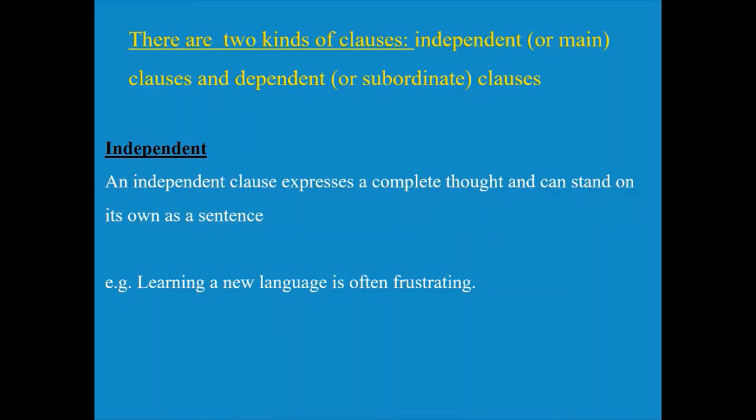For example, here you can see: learning a new language is often frustrating. Now we are going to use this sentence, this idea, for all of the other explanations so that it will be easier to follow. All right. So an independent clause expresses a complete thought and can stand on its own. Here, can stand on its own means it will convey its own meaning without depending on another part of the sentence or another word of the sentence.